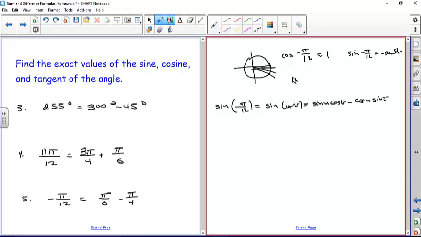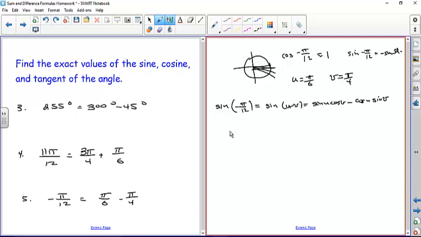In our case, u is equal to pi over 6, v is equal to pi over 4, because we're subtracting it. No, it's negative pi over 4. No, it's positive pi over 4. So we're subtracting v from u. So let's write these things down.